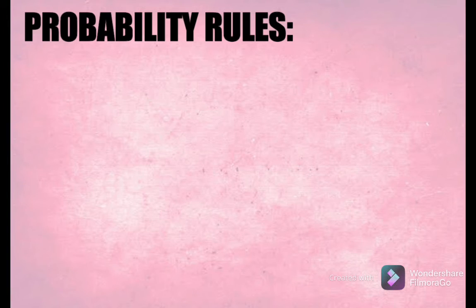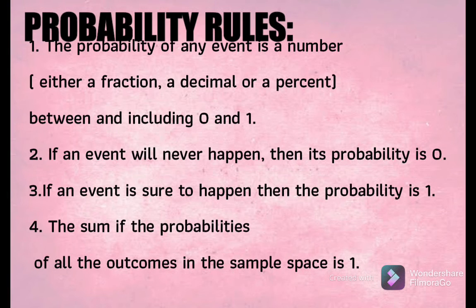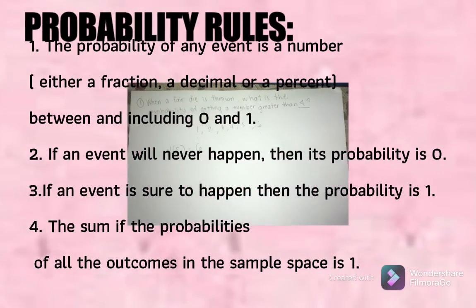We have probability rules. First, the probability of any event is a number, either a fraction, a decimal, or a percent, between and including 0 and 1. Second, if an event will never happen, then its probability is 0. Third, if an event is sure to happen, then the probability is 1. Fourth, the sum of probabilities of all the outcomes in the sample space is 1.